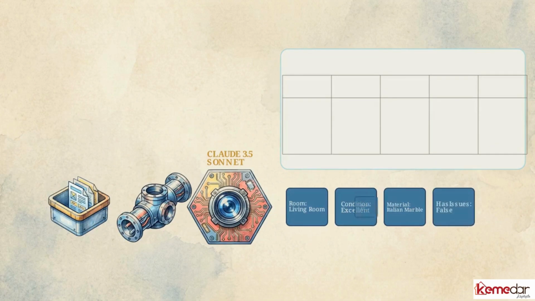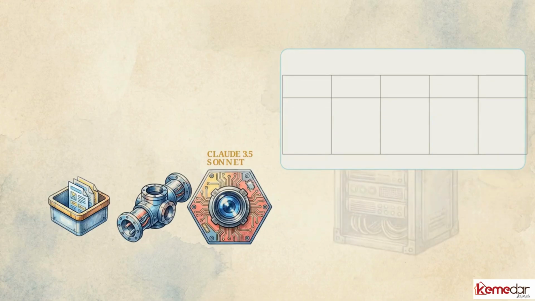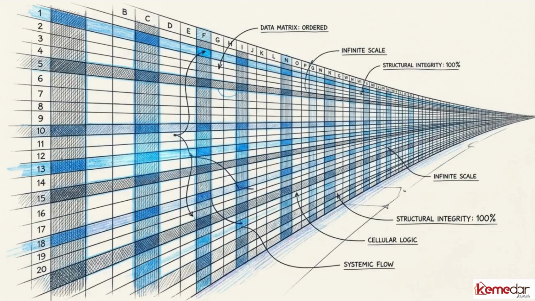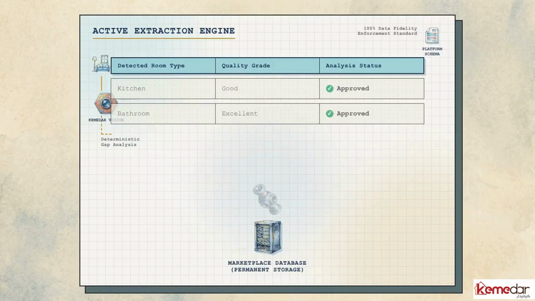Claude executes a rigid, deterministic data extraction pipeline, translating visual information directly into Kemedar's property photo analysis database schema. Locking raw visual inputs into specific relational database columns enforces platform-wide data consistency. The system identifies and resolves data gaps at the point of ingestion, ensuring high-fidelity information enters the marketplace before a buyer ever sees a listing.